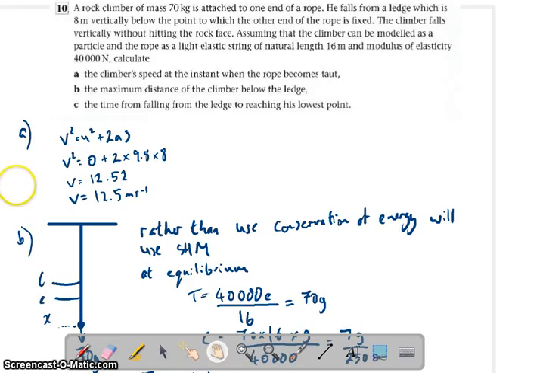Right, so as promised, a hard example. I'll let you read the question.